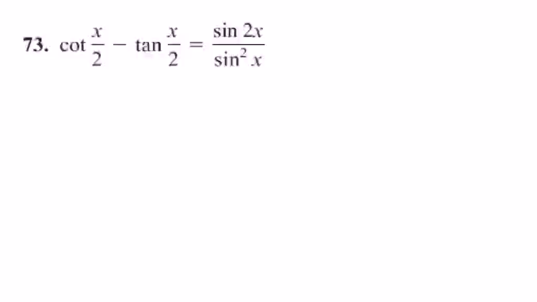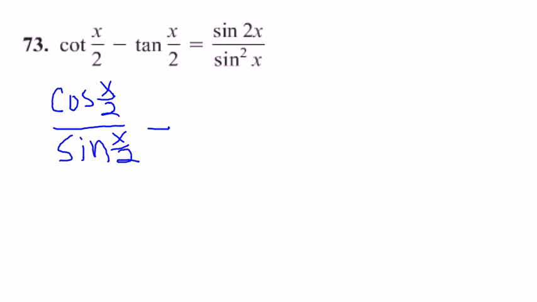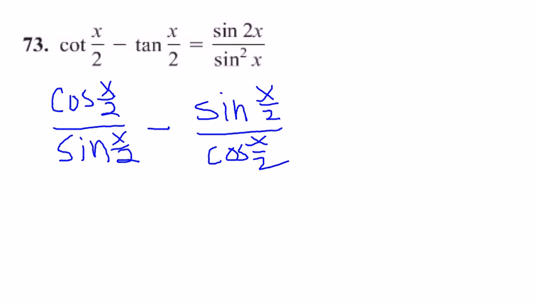Here's a much easier way to do problem number 73 from section 6.4. I'm going to simply write the cotangent of x over 2 in terms of cosine and sine. That's just from the definition. And I'm going to do the same thing for tangent. So that would be sine of x over 2 over cosine of x over 2.